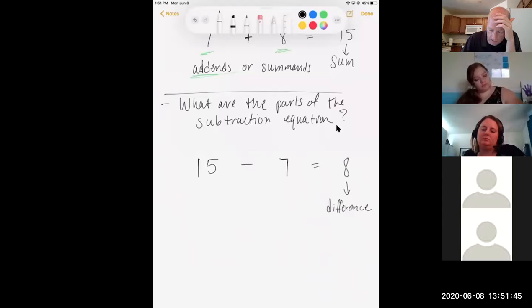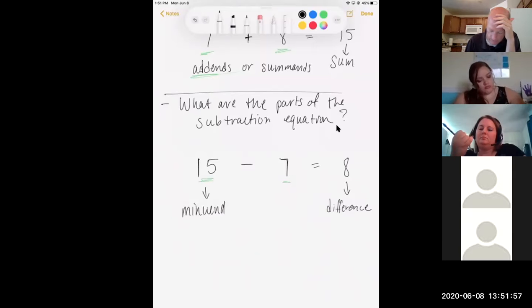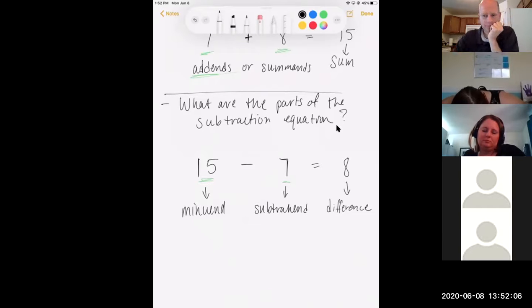Now these two numbers here have really funny names. Some of you might have heard them, I don't know. This one's called the minuend. And this one is called the subtrahend. Pretty cool, huh? And you can use those words if you want. People don't use them too much.